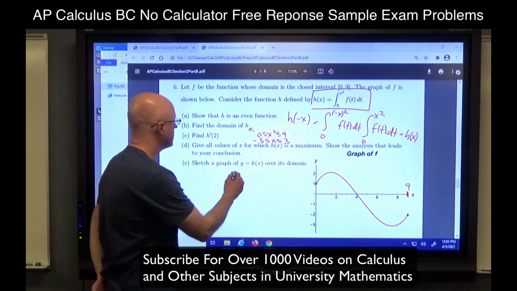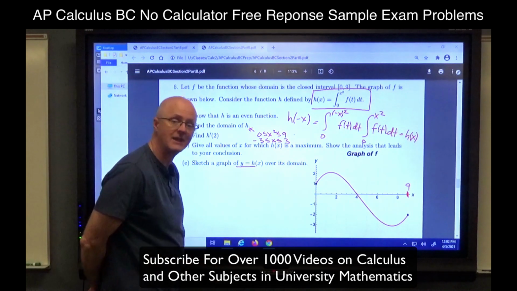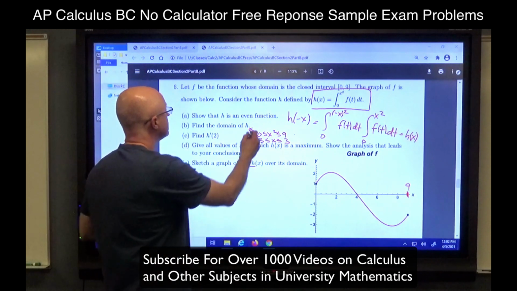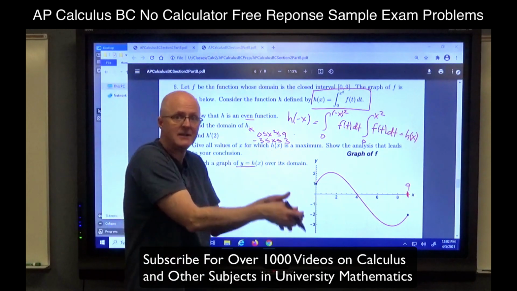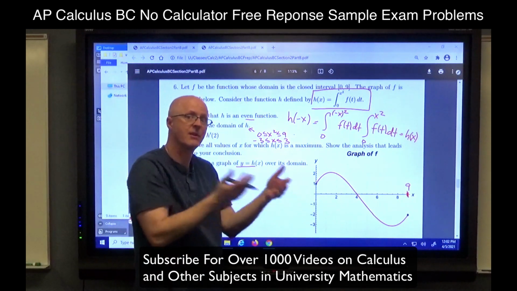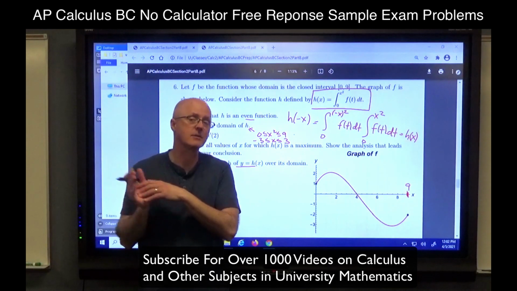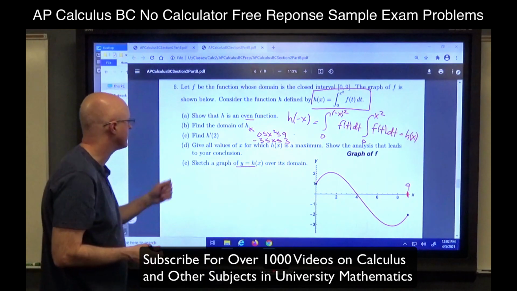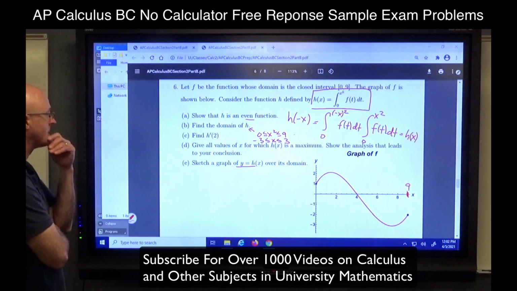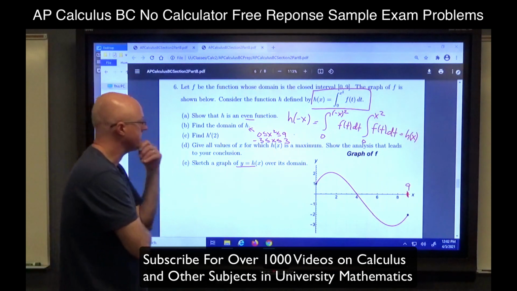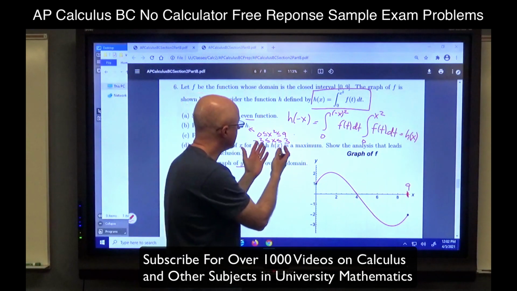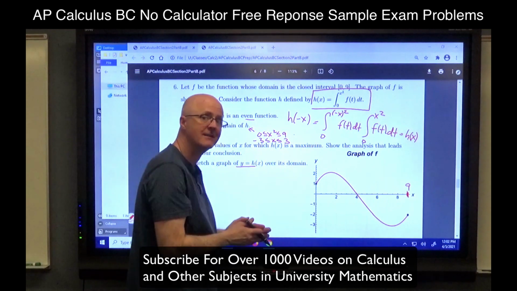And if we ultimately graph h over its domain, the fact that it's even means we can graph it to the right of the vertical axis and then reflect that to get the graph on the left side of the vertical axis. That'll be helpful in doing part E. But the domain is -3 to +3, because those are the values of x for which x squared is between 0 and 9. Think about it.